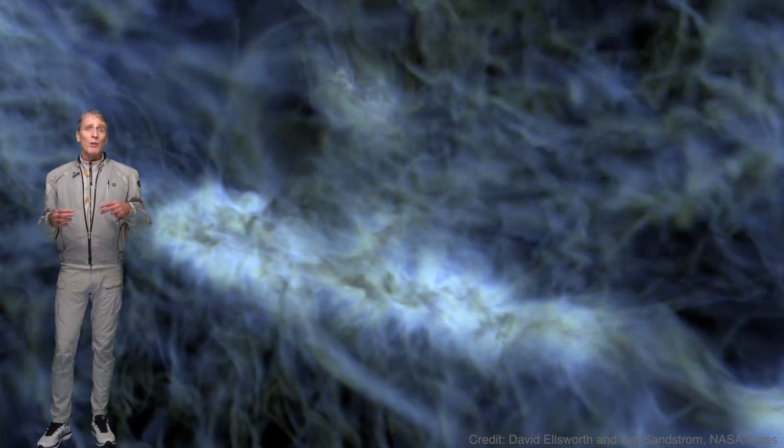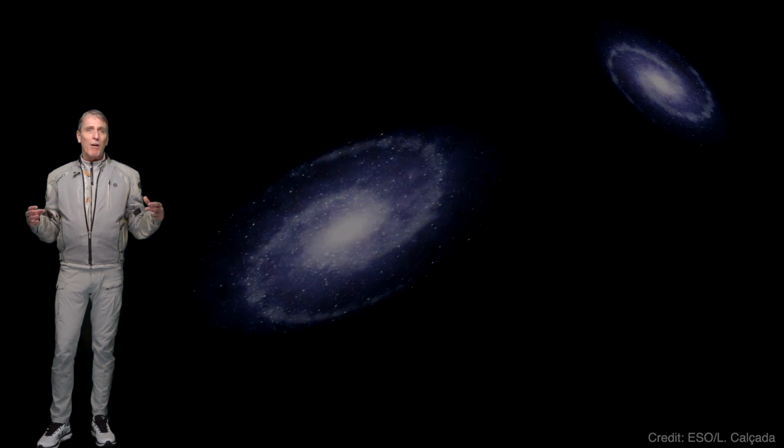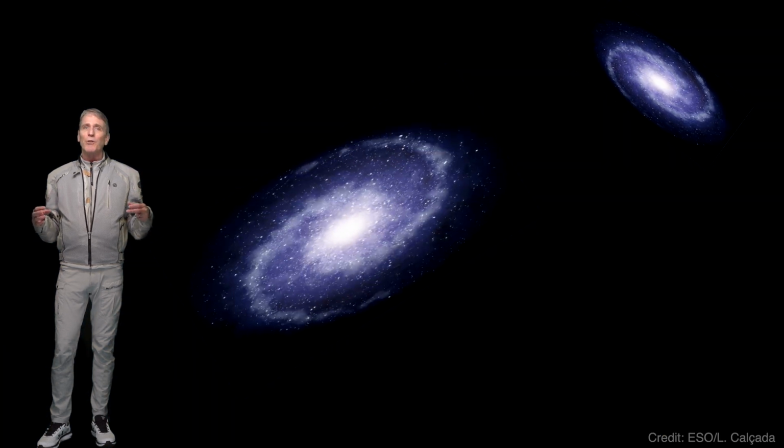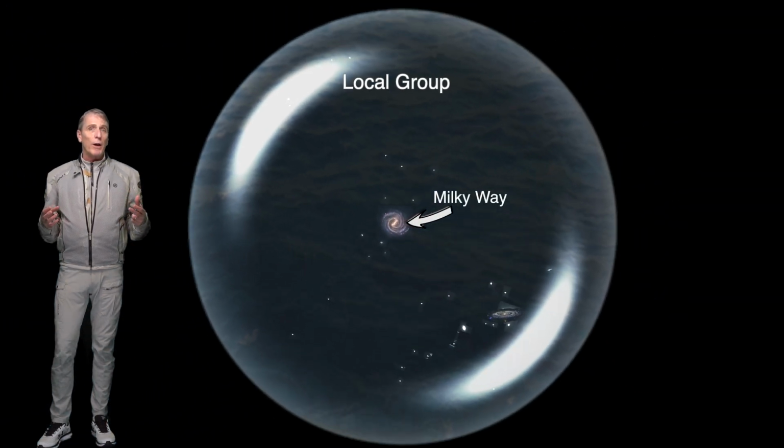A few billion years later, the clouds evolved into enormous islands of stars, each island a galaxy held together by the gravity of the stars themselves. Gravity also pulled galaxies together into loose clusters. Our galaxy is a member of one of those clusters, a cluster called the Local Group, containing approximately 54 galaxies.